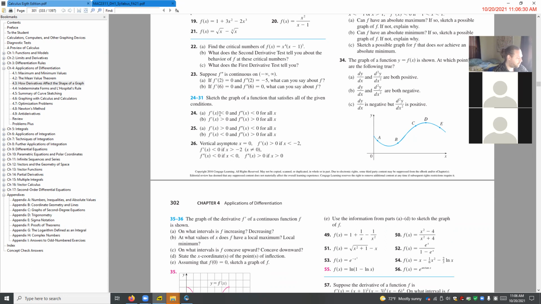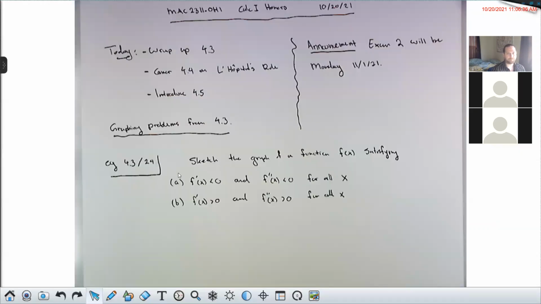F double prime is positive for all x. All right, so we're going to sketch two curves here. The first curve is going to have the first derivative negative and the second derivative negative for all x. And the second curve is going to have the first derivative positive and the second derivative positive for all x. Of course, there's many correct answers to this question, right? These two facts do not narrow down a single function. There's many, many functions that could work here.